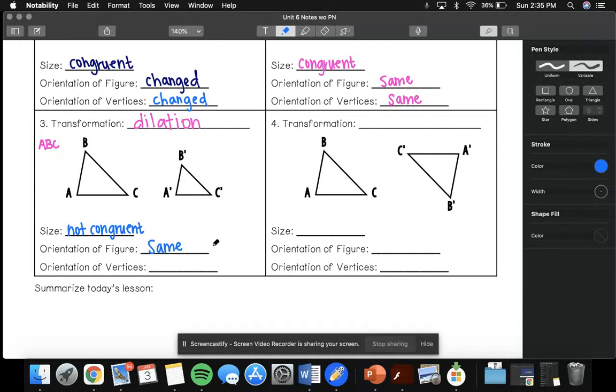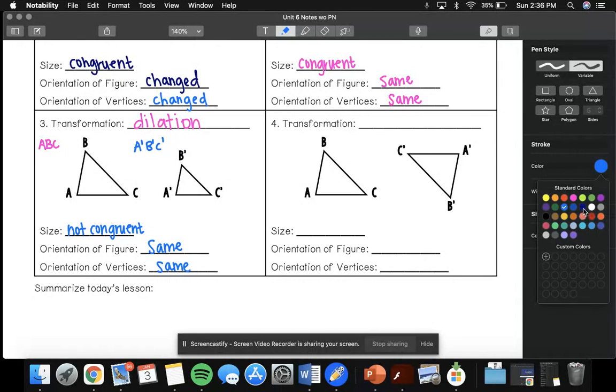Finally, we have the orientation of the vertices order. So we have A, B, C. We transformed it to make A prime, and going in clockwise order, B prime, C prime. Again, the order of these vertices does not change, so the orientation of the vertices stayed the same.